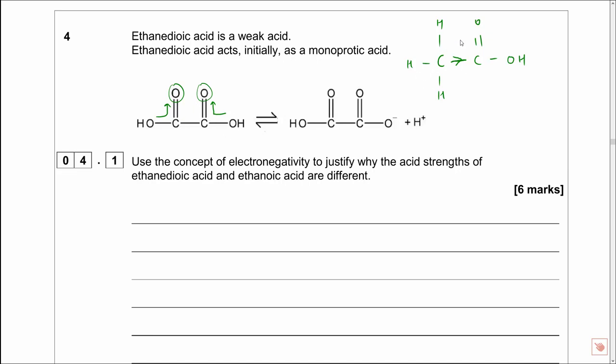Now, if we are pulling electrons towards this, we're getting a more even spread generally of electrons across the molecule. And remember that in order to be a good acid, we want to lose this hydrogen ion. So this one, we'll call it this one rather than this one, but ultimately we want to lose both of them.